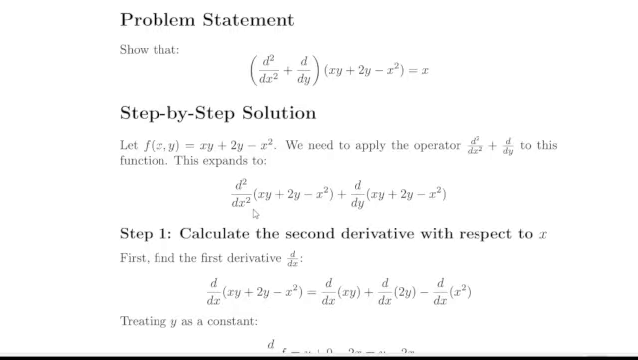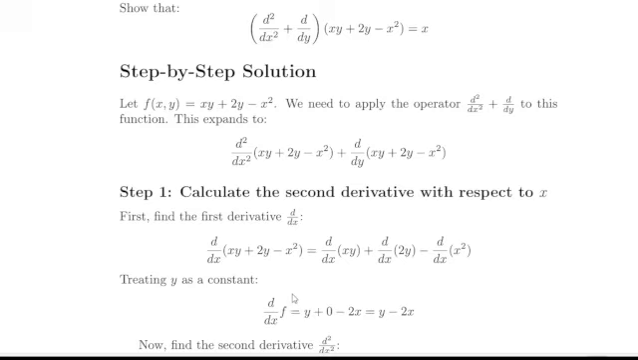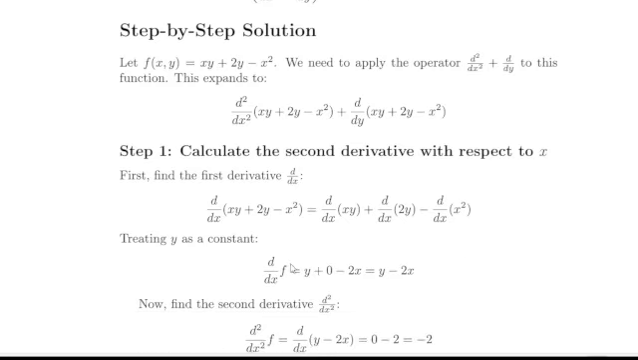Well, we first need to find the first derivative of xy plus 2y minus x squared. And for this, we're just going to treat y as a constant. So think of this as like the partial derivative. So the derivative of xy is just going to be y, since y is a constant. The derivative of 2y with respect to x, that's just 0, because 2y is a constant. And the derivative of negative x squared is negative 2x. So we're left with y minus 2x.